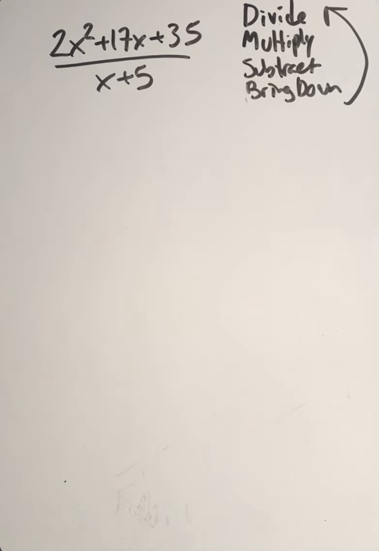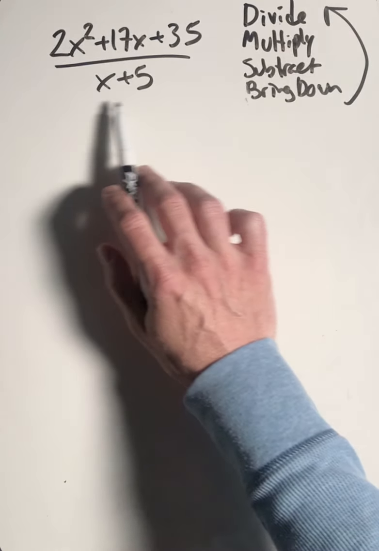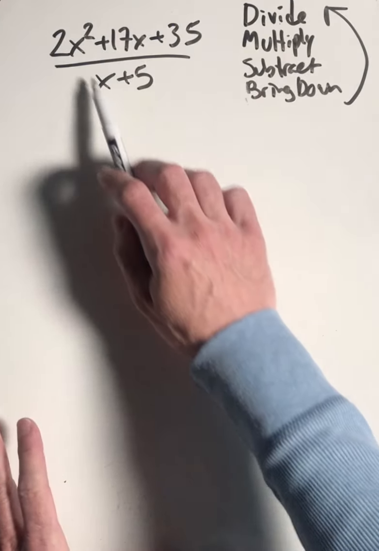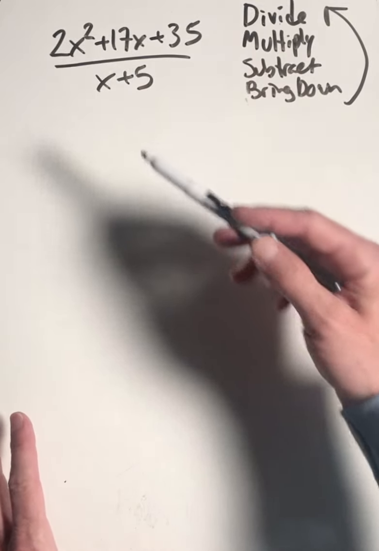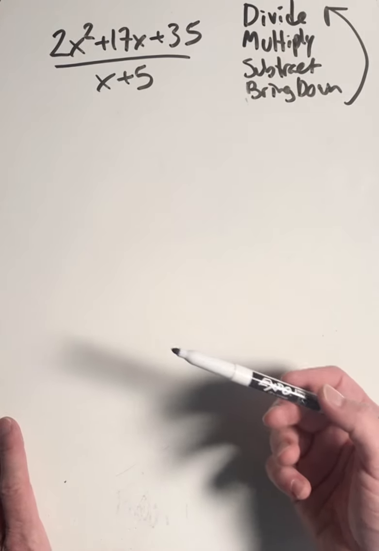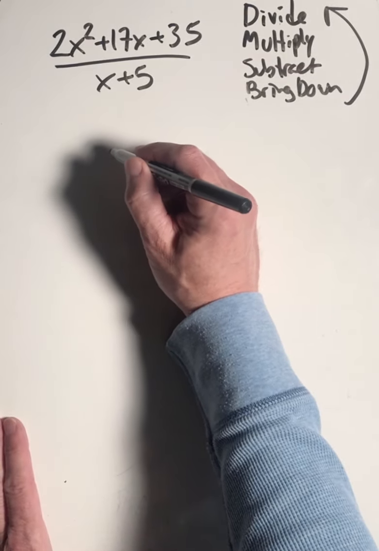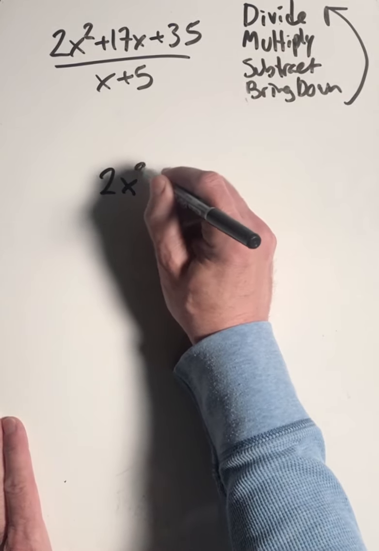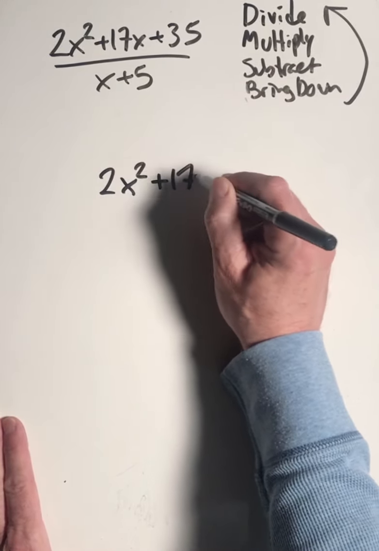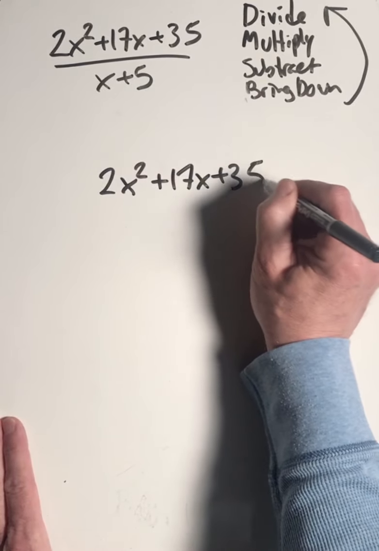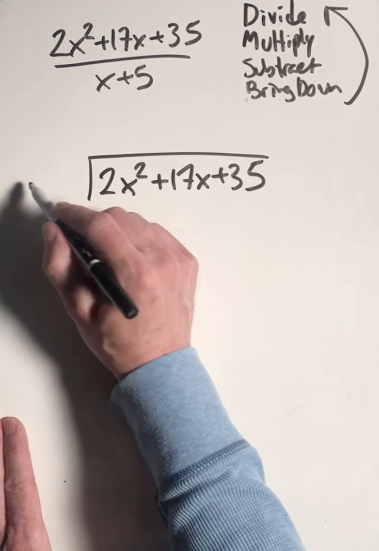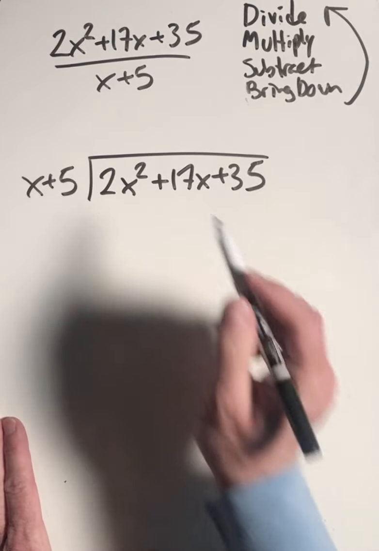We'll look at a second example of division of polynomials when we are dividing by a binomial or larger. I can't just go canceling and crossing out terms here. We can only cancel out factors, so we're going to need to use long division to do this. 2x squared plus 17x plus 35, and we will divide that by x plus 5.